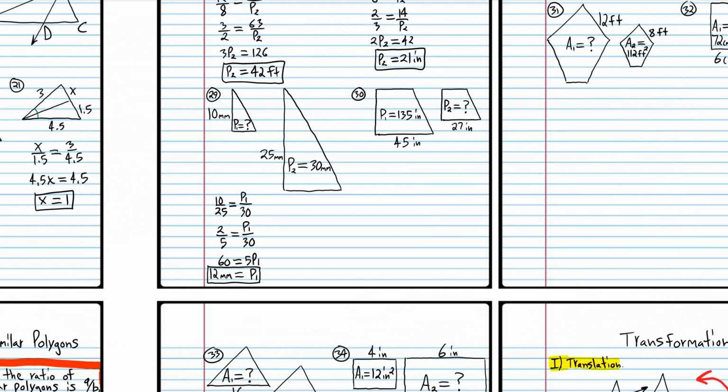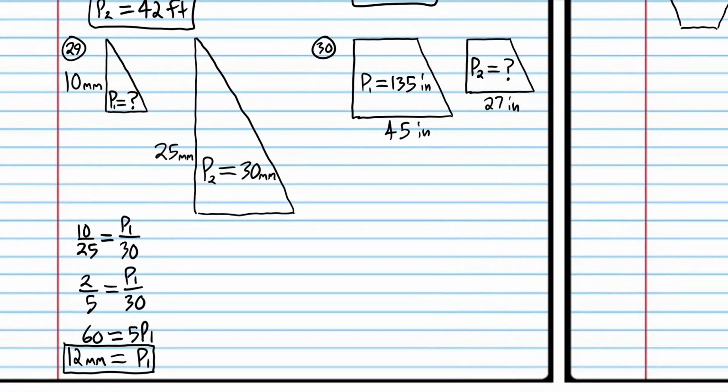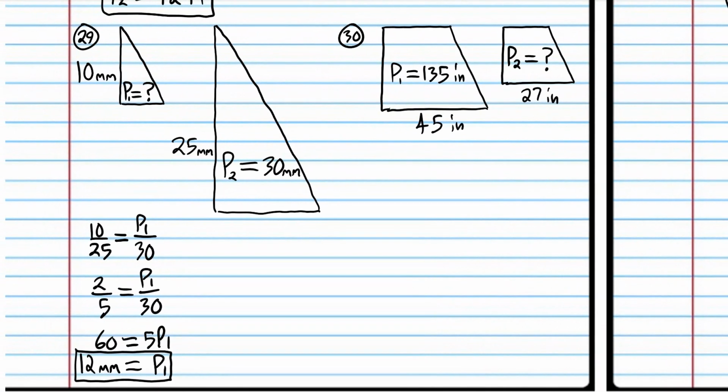All right, go ahead and try number 30. One more of these problems. And when you come back, we'll do it together. All right, we're back. So we have 45 over 27, that's the ratio of corresponding sides, and that ratio must be equal to the ratio of the perimeters of the polygons.